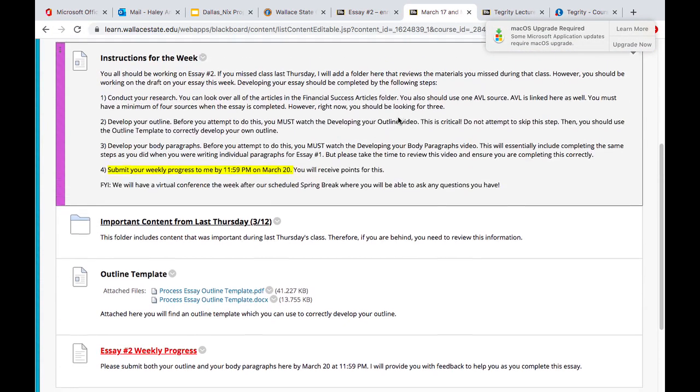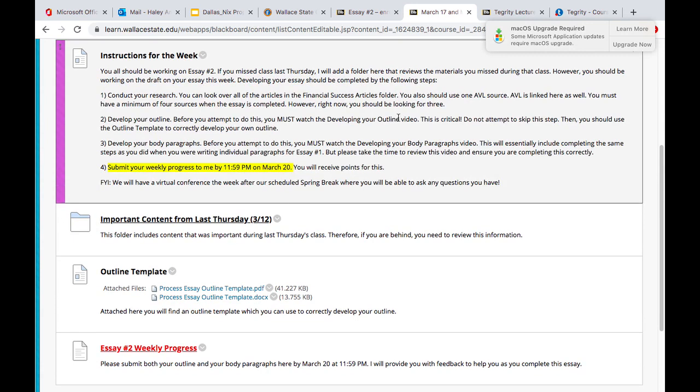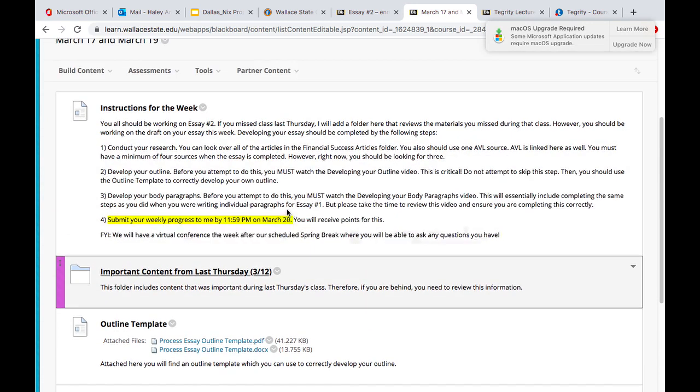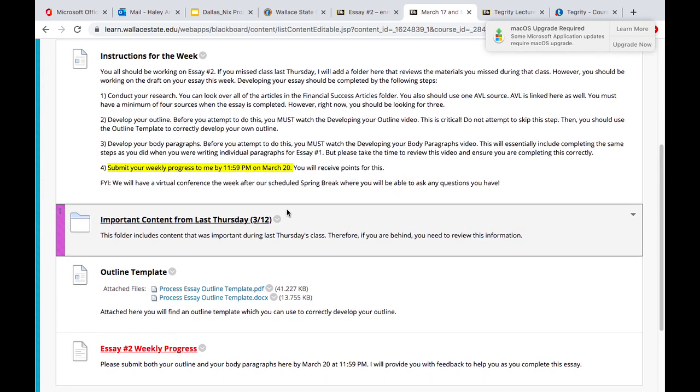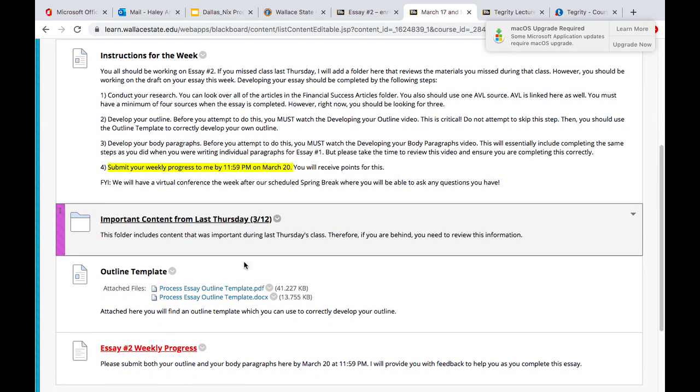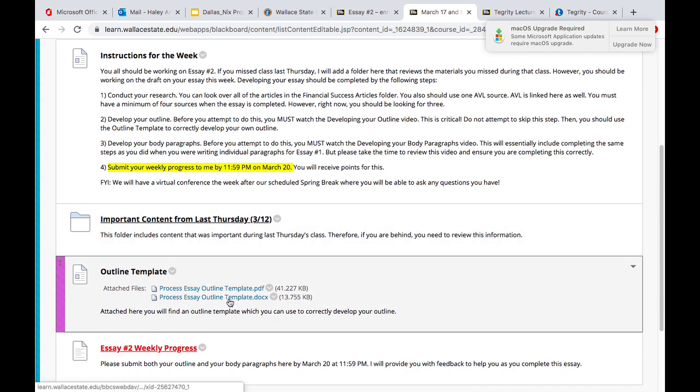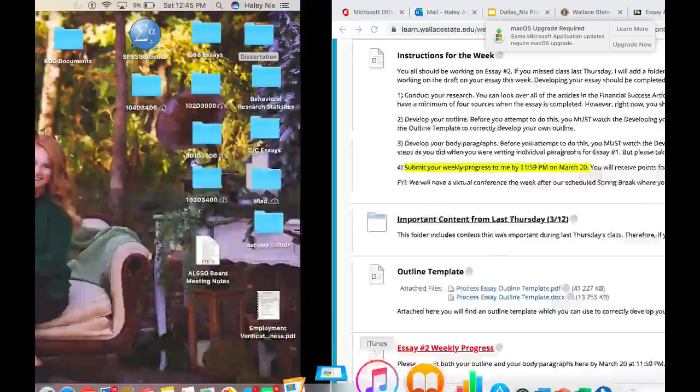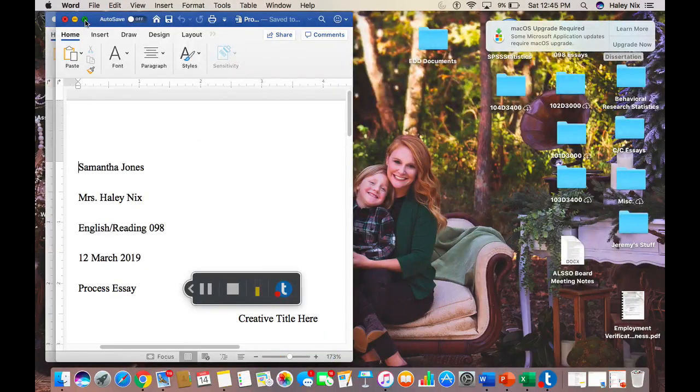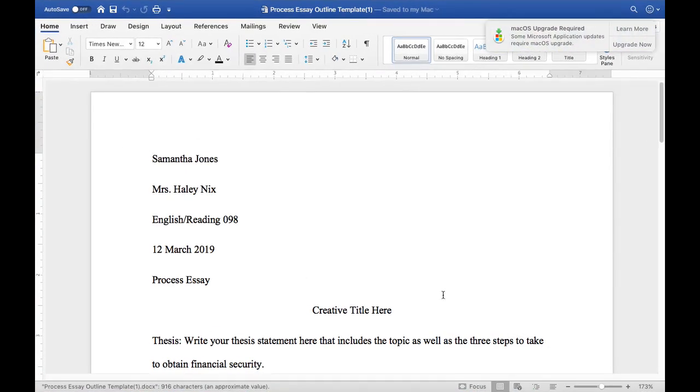Students, today I'm going to walk you through how to develop your outline correctly. If you look at your Blackboard shell, you will see an area that mentions outline template. You will want to pull up the DocX version if you can. If not, then pull up the other one, but that is the best one because you can enable the editing on this document and add your own information in.